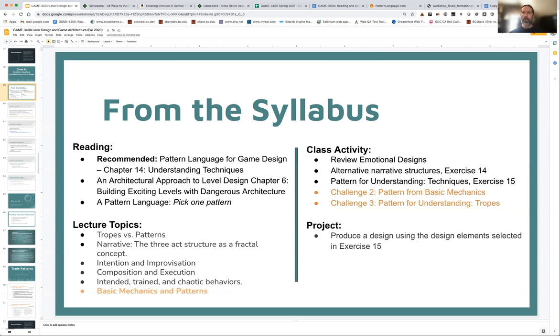Class activities, we'll review the emotional designs from last week, and we'll be doing an exercise on narrative structures. We'll be doing a pattern for understanding techniques. And then there are two challenge exercises, which I'll talk to you about at the end of the lecture. Also, your project this week will be to design a scene using the elements that you select in exercise 15, so that you've come to understand using exercise 15, hopefully.